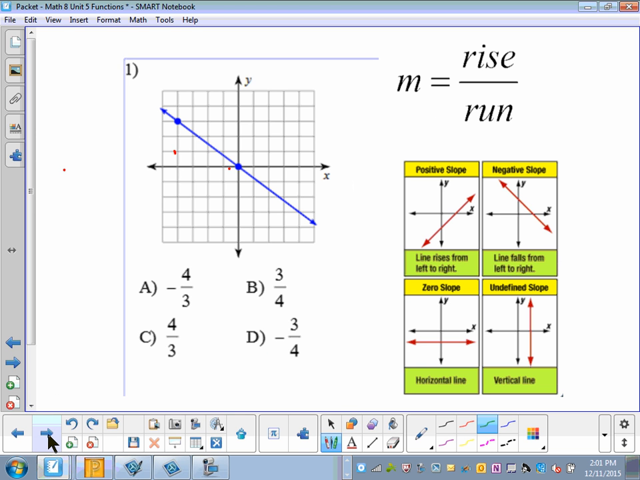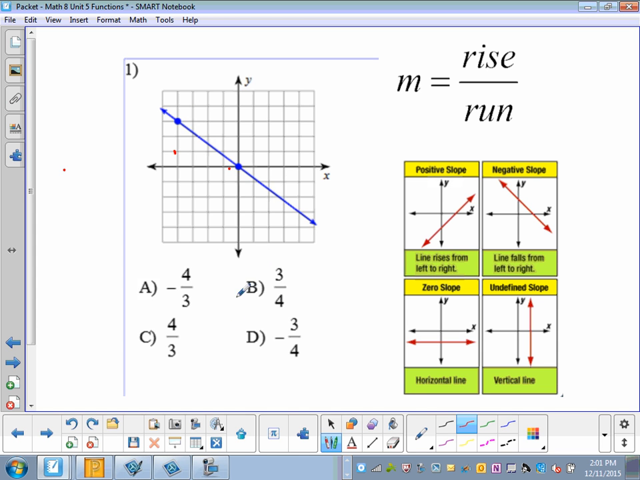So problem 1, here we have a graph. When I'm calculating the slope of the graph, I'm thinking of rise over run. Before I get started, I look at the graph and I see that from left to right it's falling. So I want to determine what type of slope it's going to be. Is it positive, negative, 0, or undefined? Well, since it's falling, we'll consider it a negative slope.